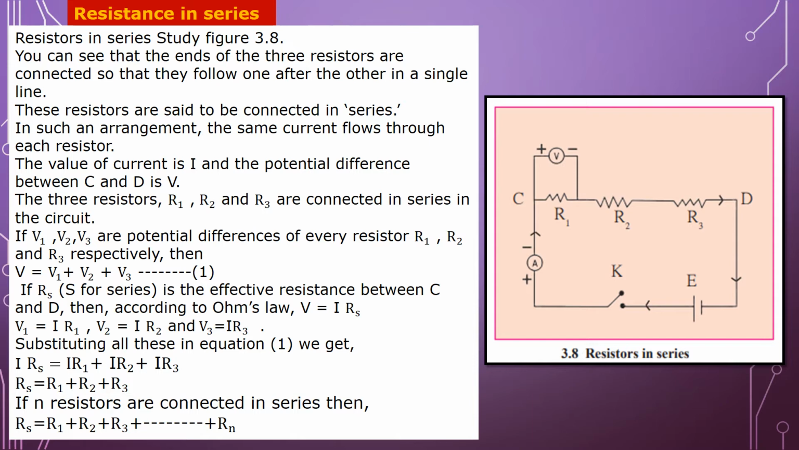Because on the right hand side I is common in IR1, IR2 and IR3, it will cancel with the left hand side's I. So we get Rs is equal to R1 plus R2 plus R3. But if n resistors are connected in series, then Rs is equal to R1 plus R2 plus R3 plus dash dash dash plus Rn. So this is the equation for resistance in series.